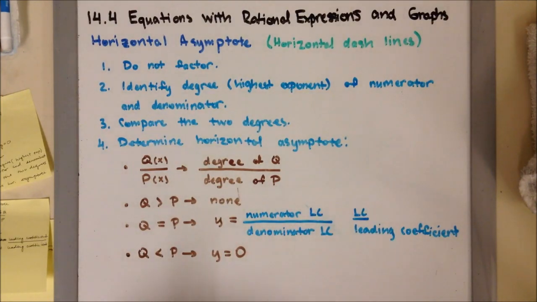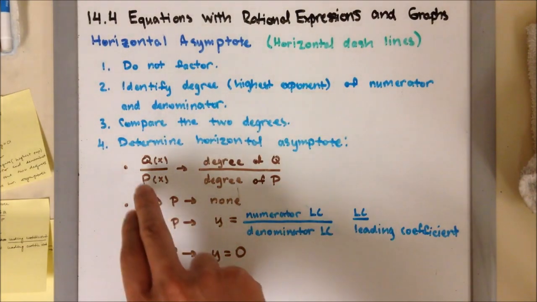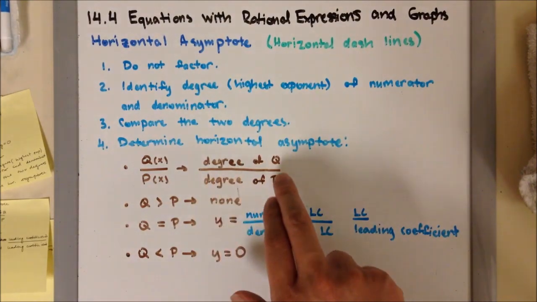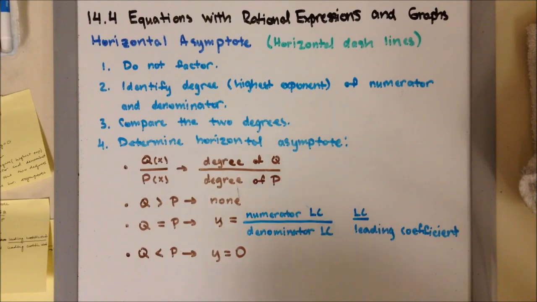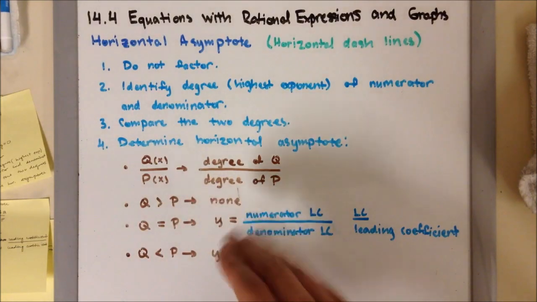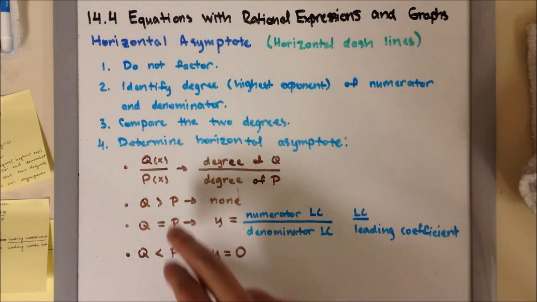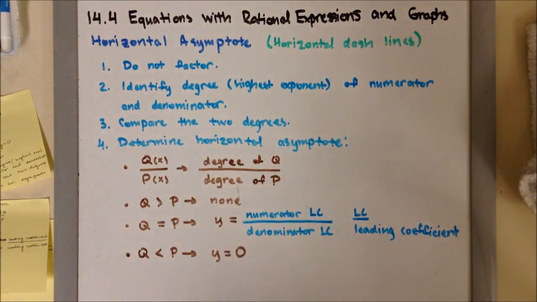So when you have a rational expression in the form of q of x over p of x, where q of x is the expression in the numerator and p of x is the expression in the denominator, once you find the degree of q, the highest exponent in q of x, and also the degree of p, meaning the highest exponent in the p of x function, or the expression located in the denominator, you're going to compare to determine which statement you're going to follow.